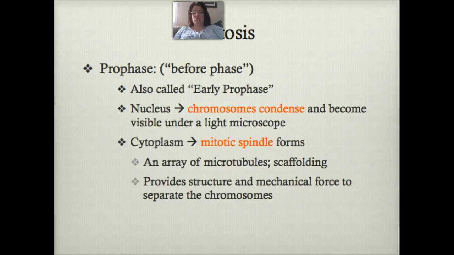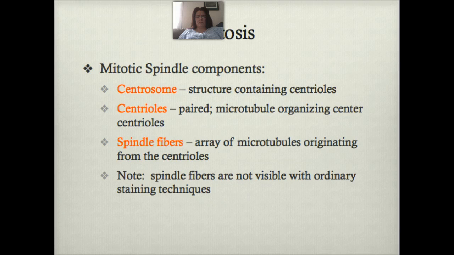In some material you'll read this phase is called early prophase, but we're going to call it prophase. Okay? And it's at this time that the chromosomes first condense and become visible underneath the light microscope. In the cytoplasm, a structure called the mitotic spindle is going to form. Now, this is an array of microtubules, sort of like building a scaffolding that's going to help us physically pull the 2 sets of chromosomes apart. It provides the structure to do this and also the mechanical force to do this.